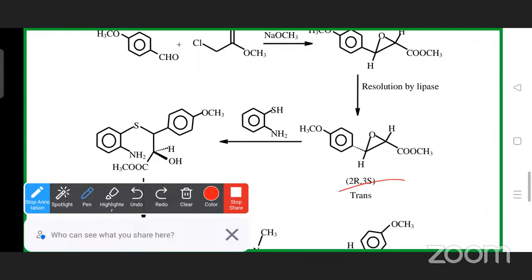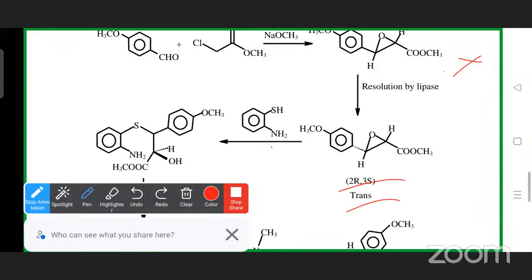The cis product is separated and discarded, and we are taking the trans product, and further we are treating with amino, right? So yeah, here is a thioalcohol. Okay, what is that?